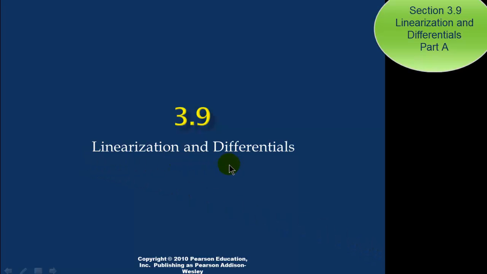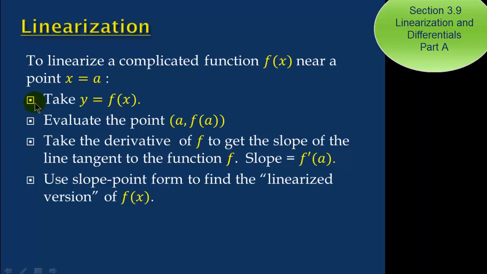Linearization and differentials. Let's recall how to linearize a complicated function. We take y equal to f of x, find the point evaluated at x equal to a and the y value that you plug in for the x in the function, take the derivative of the function so that we can find the slope at x equal to a. Then use the slope point form to find the linearized version of f of x, which is the approximation of the function, and it's approximated by a linear function.